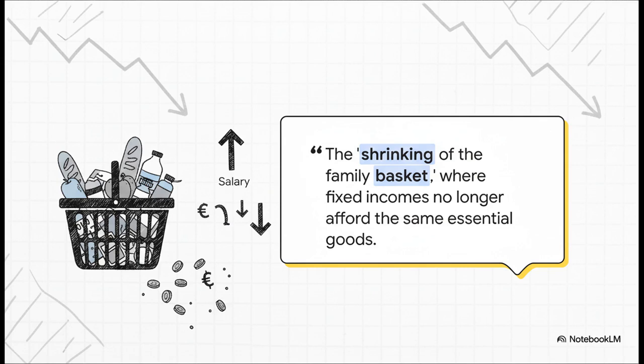And this right here is the human cost. It's devastating. When a currency falls apart this badly, it's a direct assault on your ability to buy things. I mean, just imagine, your salary is the same, but every single week it buys you less and less. Less food, less medicine. That's the brutal reality of what they call the shrinking family basket.